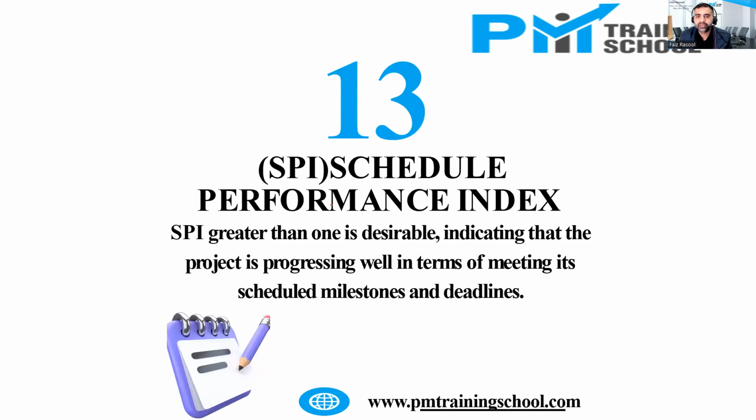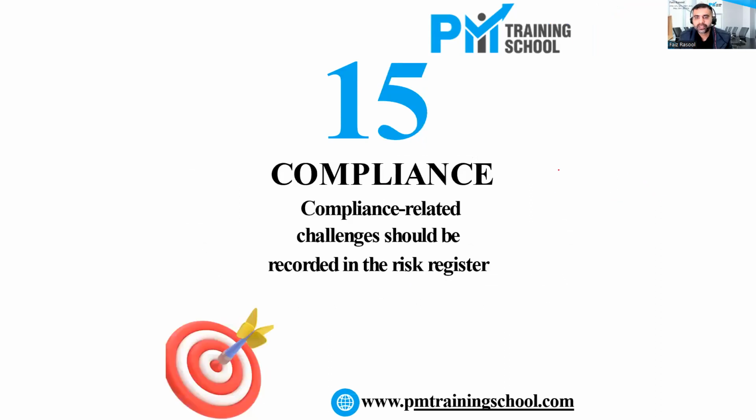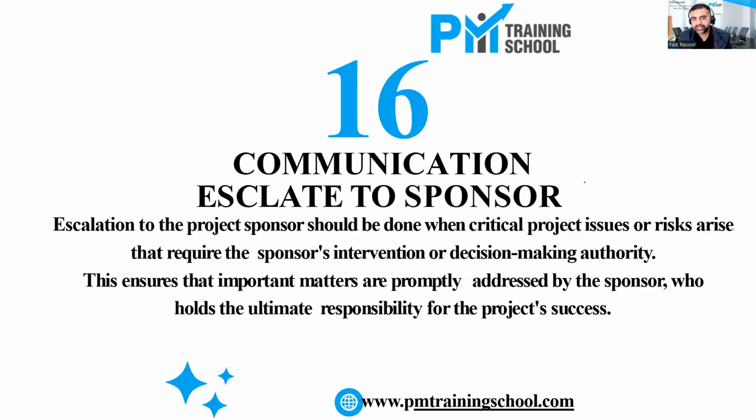Next, schedule performance index. We want SPI greater than 1. It means that we are ahead of schedule. CPI greater than 1, we are under budget and we are good. Compliance related changes should be recorded in the risk register. This is important from an exam perspective.